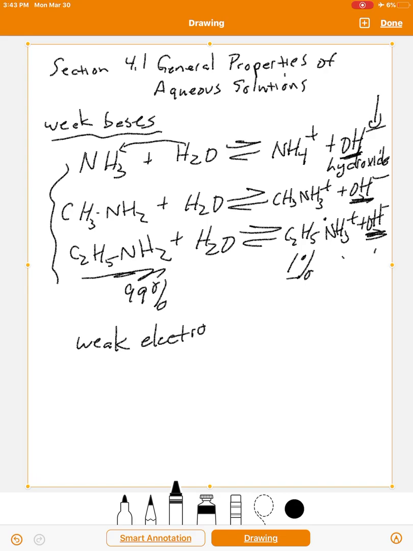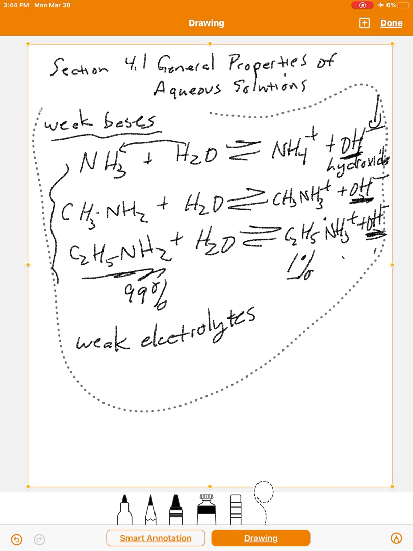So that's a second category, this idea of weak electrolytes. So there's the weak acids, and then there's the weak bases. Those are both weak electrolytes. The strong acids are strong electrolytes. And then finally, we would talk perhaps about ionic compounds like sodium chloride.